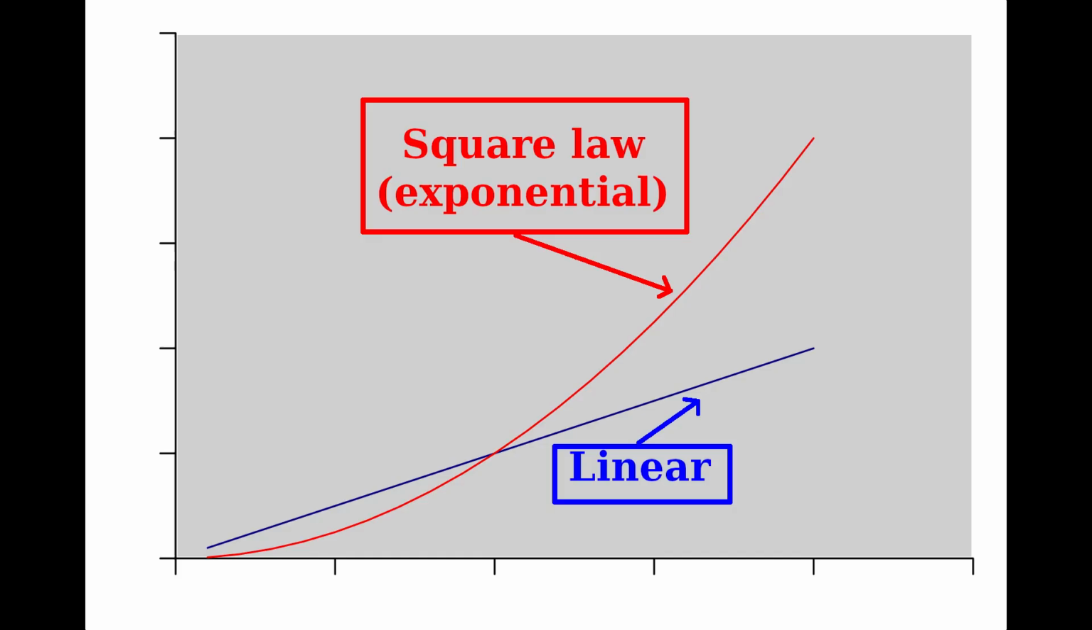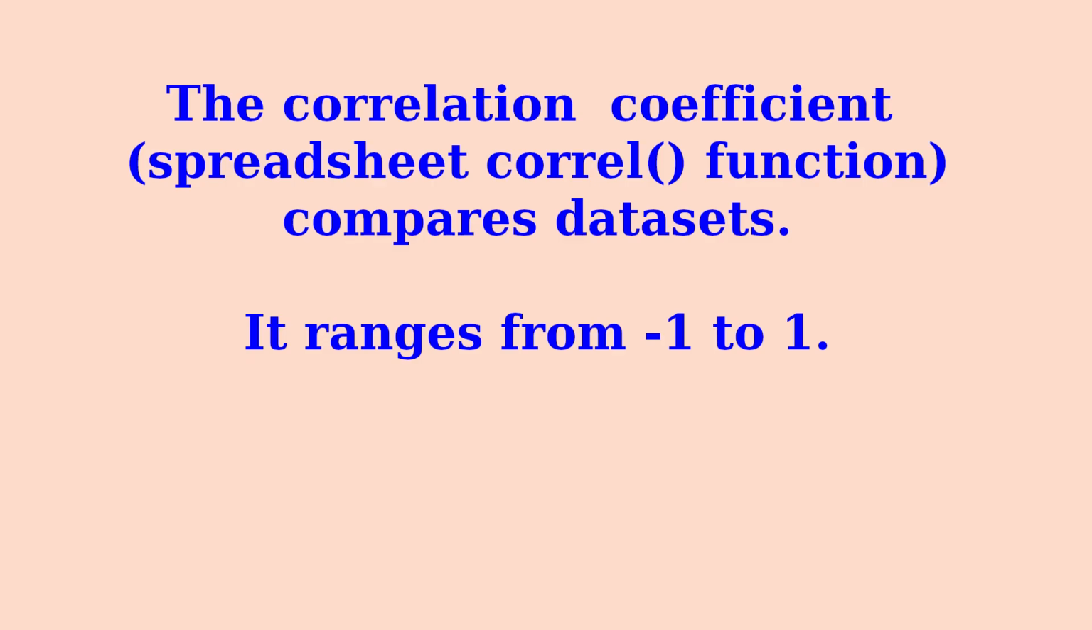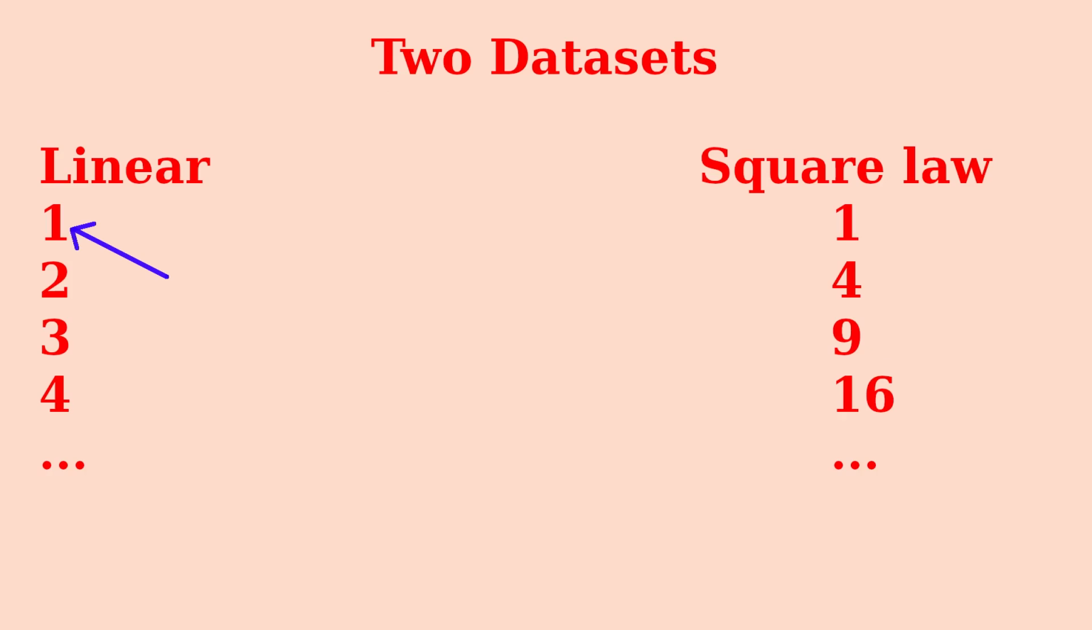In using the correlation coefficient, the linear and square law comparisons are the easiest. First, build simple linear and square law functions the same length as the data set. Then compare the data set with each simple function using the correlation coefficient. A column of counts in a spreadsheet, 1, 2, 3, etc., gives a linear function. Another column of squares of the counts, 1, 4, 9, etc., gives the square law function. The Correl function gives the coefficient.